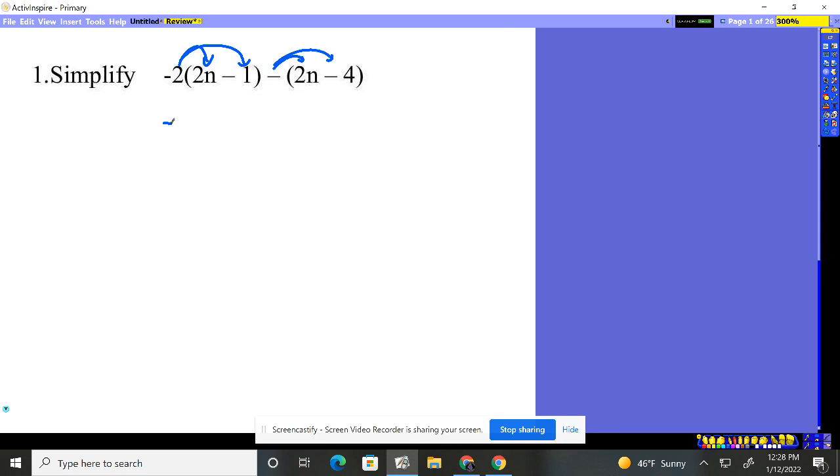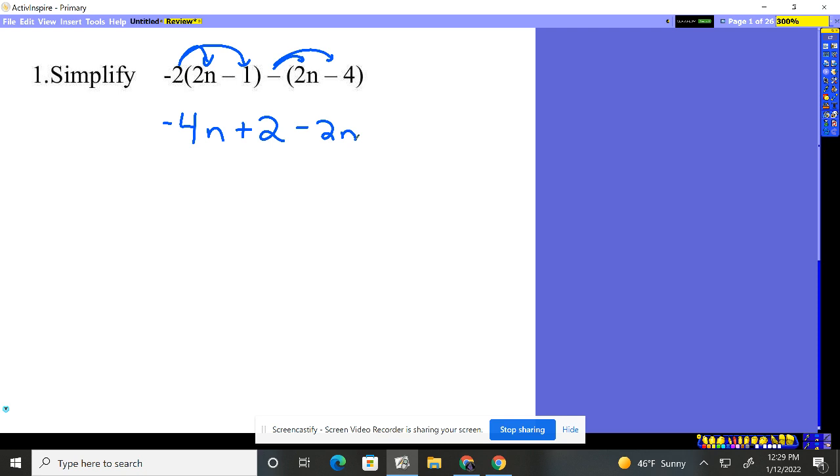-2 times 2n is -4n. -2 times a -1. Negative times negative is positive, and 2 times 1 is 2. Now distribute the negative sign through. Basically, you're distributing a -1. -1 times 2n would be -2n.